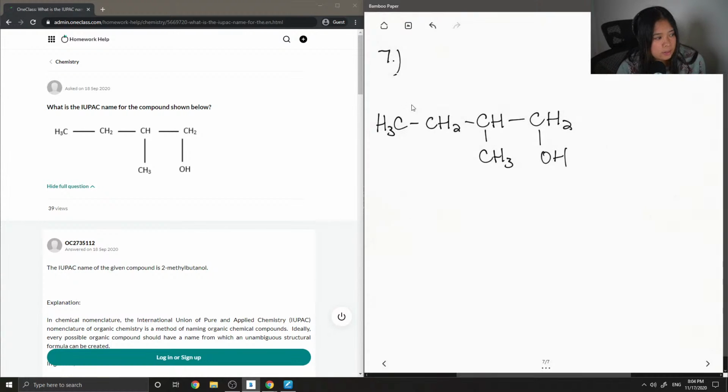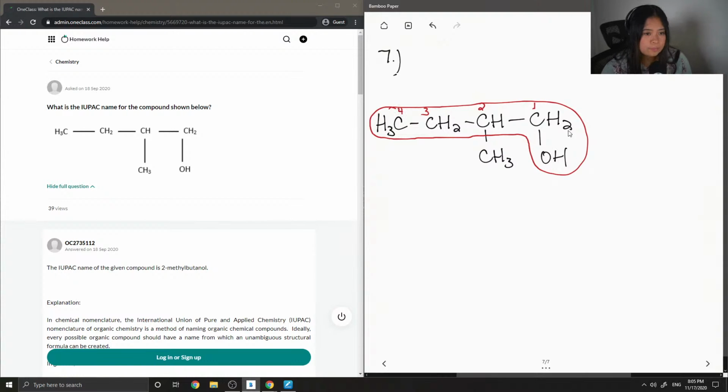Okay, so when naming compounds, I like to circle the longest carbon chain that has the most important functional groups. So in this case, the oxygen. And then I'm going to count out how many carbons are in our parent chain. So there are 1, 2, 3, 4. And then there's also a methyl group on carbon 2. So since the most important substituent here is the alcohol, I labeled its carbon as carbon 1.